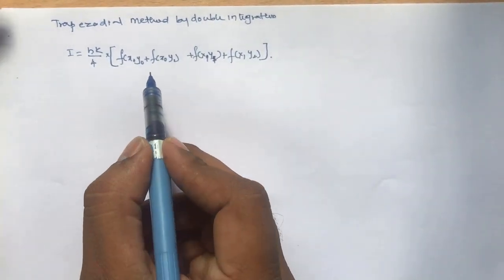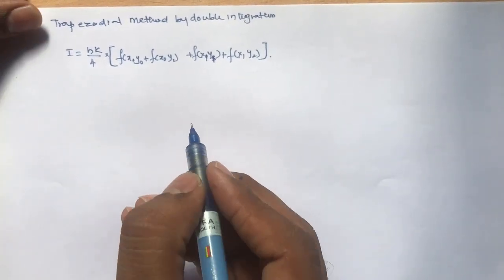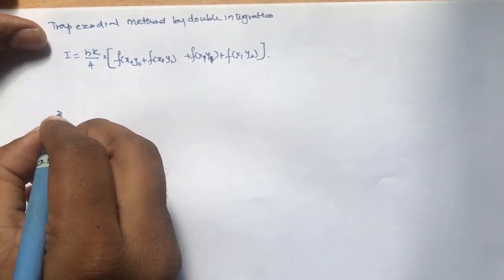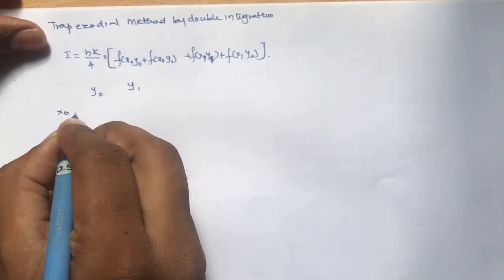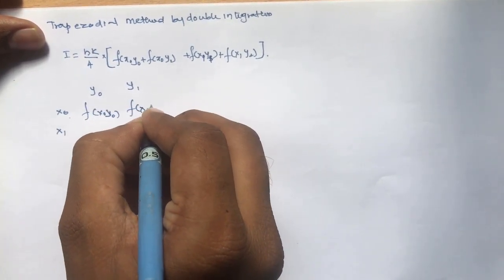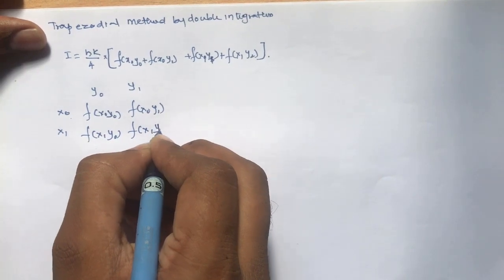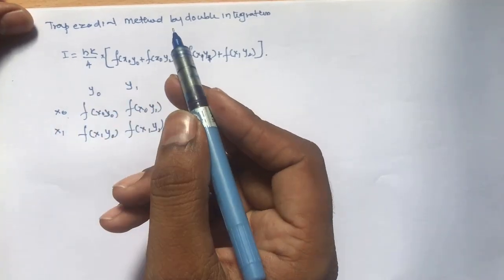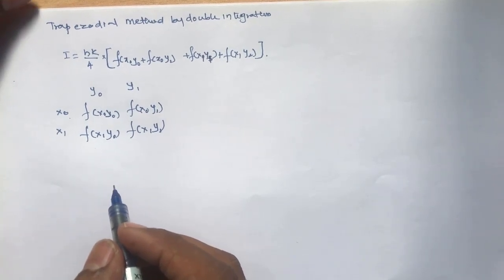So I'll tell you what f of x0 y1 and all that is. Generally you have to form a table of this type: the x0 value, x1 value, and the y0 and y1 values. So f of x0 y0, f of x0 y1, f of x1 y0, f of x1 y1. These are the four values which we'll substitute into this equation to get the value of I, that is your double integration by trapezoidal formula.